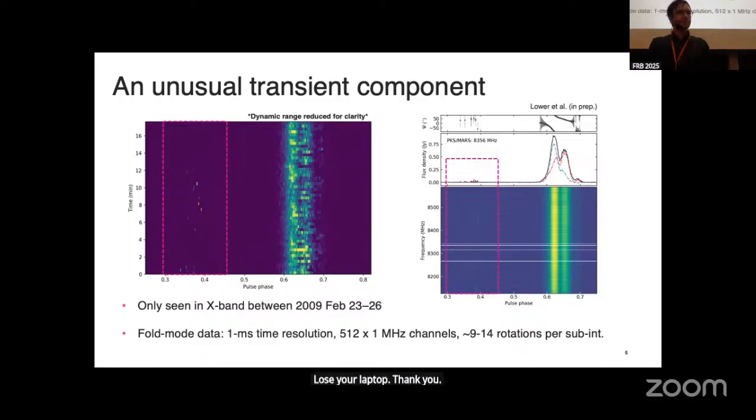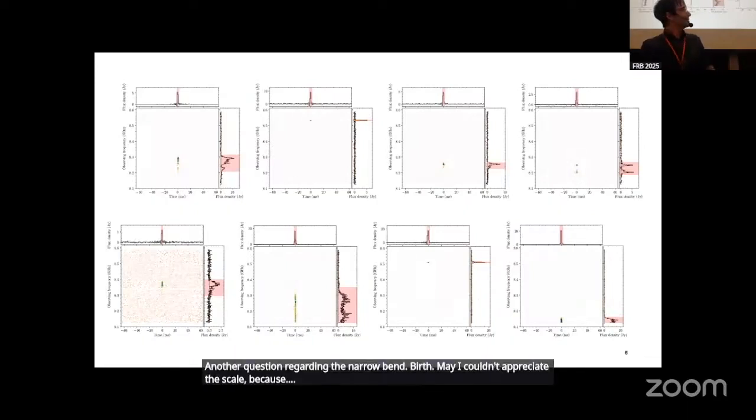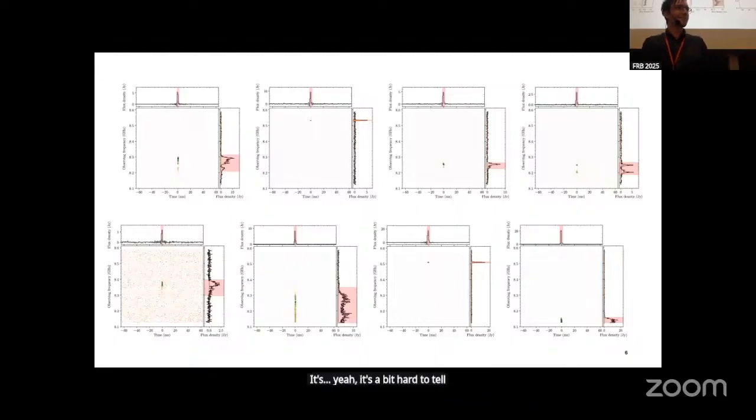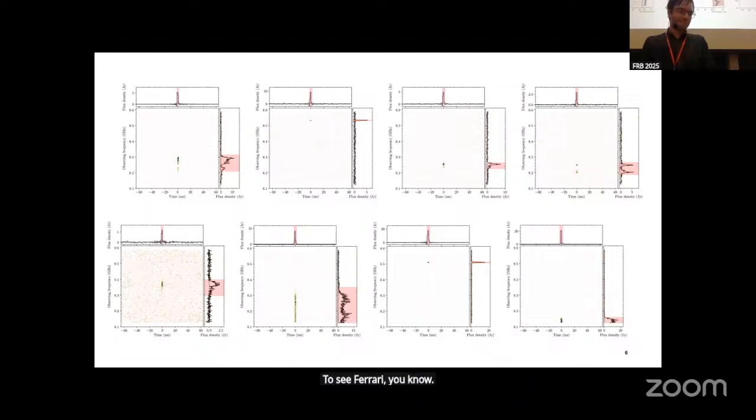Thank you. I'm Matteo from INAF in Italy. Another question regarding the narrowband burst. I couldn't appreciate the scale because it's a bit hard to tell. There's a millisecond. Yes, these are all a few milliseconds wide. Okay. Do you have high resolution data to see if there is substructure, like Saturn's moons?